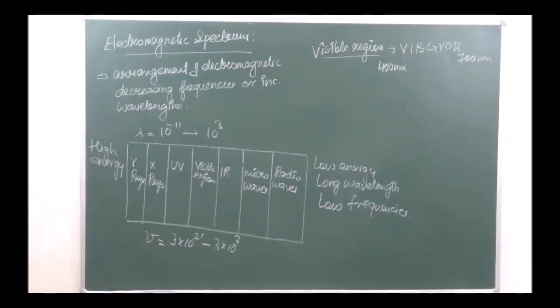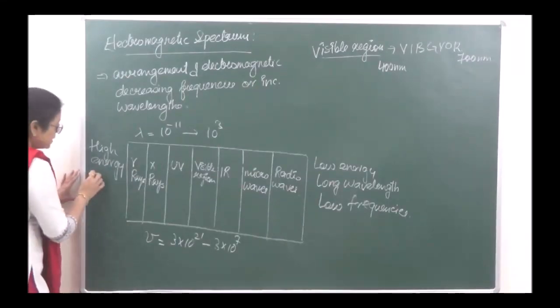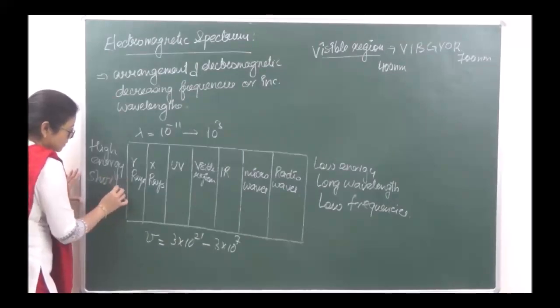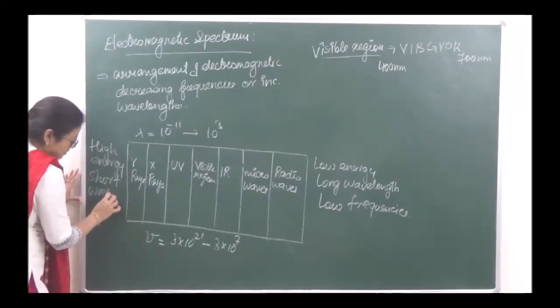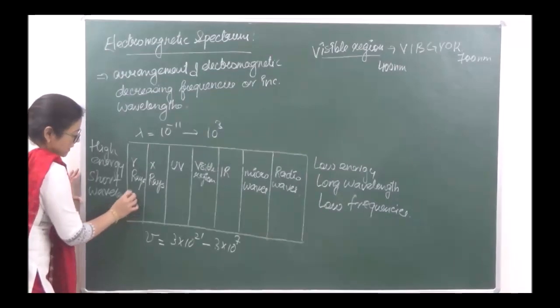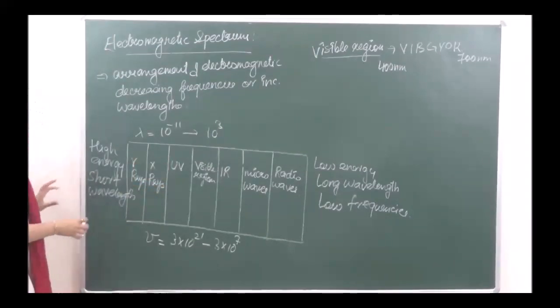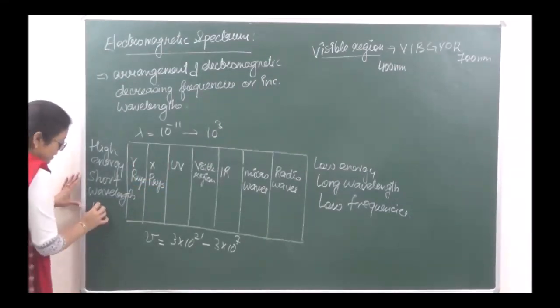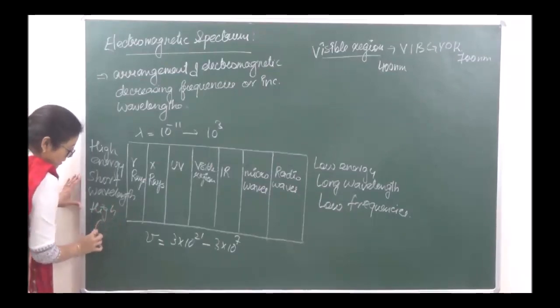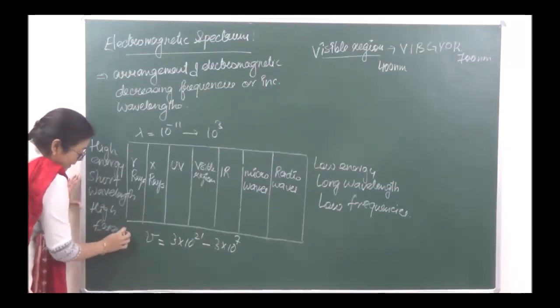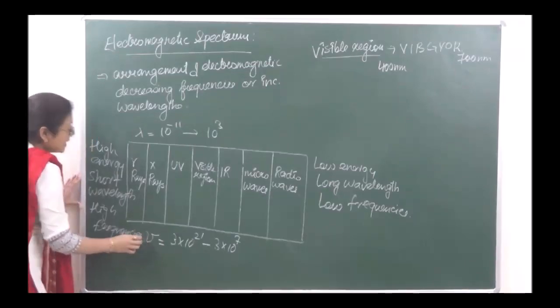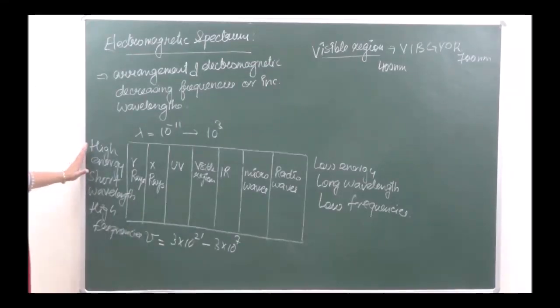High energy, they have short wavelength, and frequencies are also going to be high frequencies. So in the electromagnetic spectrum, what we can see is that we are traveling from high energy to low energy, from short wavelength to long wavelength, and from high frequencies to low frequencies.